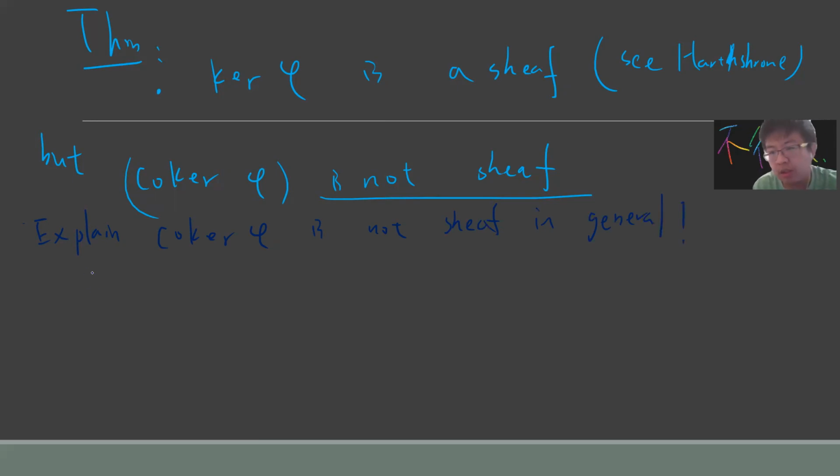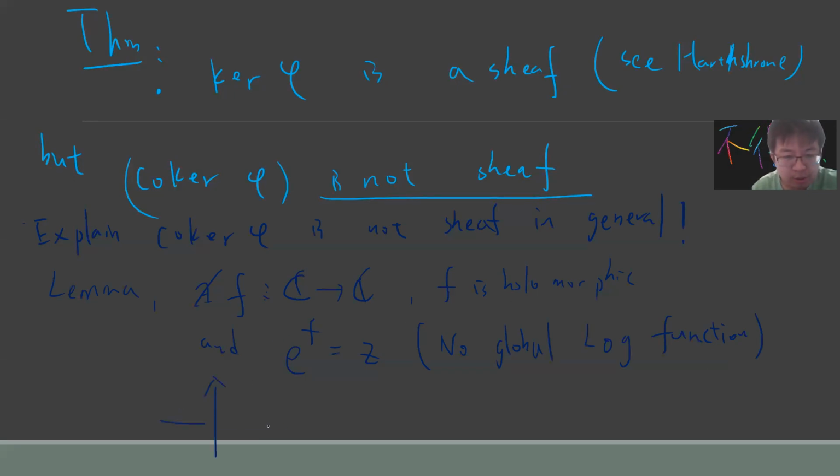This relies on a fact from complex analysis, so let me quickly say it. There is no global function f from the complex numbers to the complex numbers such that f is holomorphic and the exponential of f is z. This is just saying that there is no global log function. I think this is simple complex analysis that you have already learned.